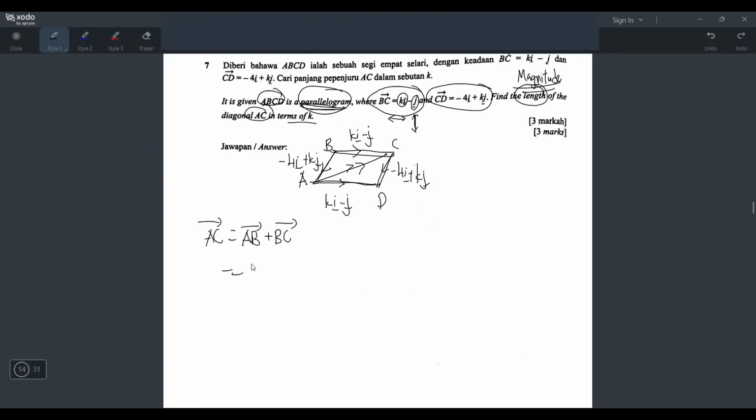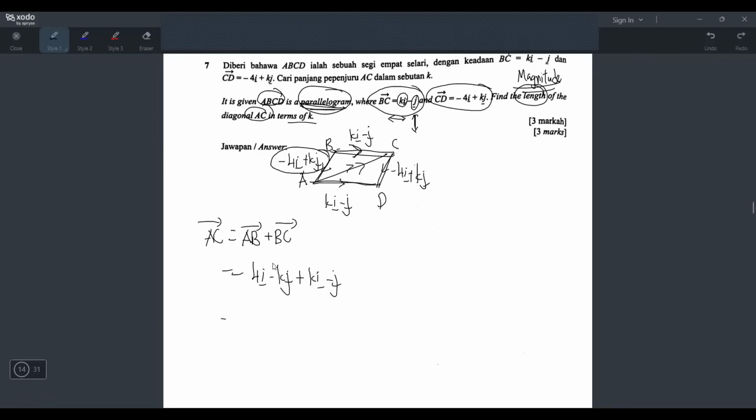So AB vector is what? 4i minus kj. You have to change the sign, because this one, negative 4i plus kj, is vector BA. But I want AB. So if I reverse the arrow, it means I have to change the sign. So that's why negative 4 becomes 4, positive k becomes minus k. And don't forget to add vector BC. This one no need to change the sign, because the arrow is already from B to C. So this one is i minus j.